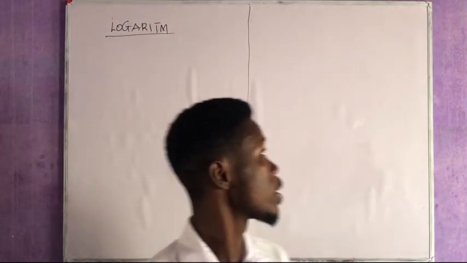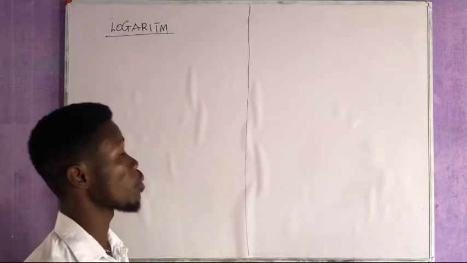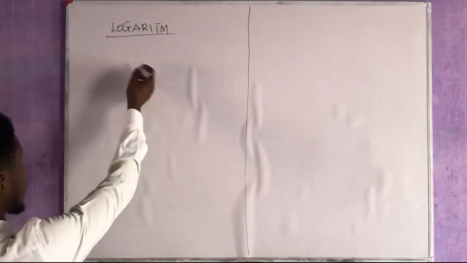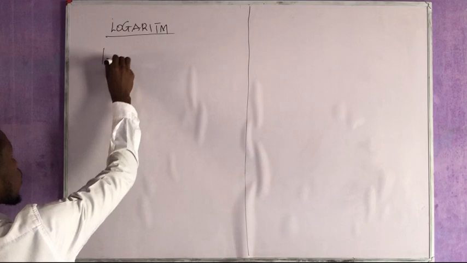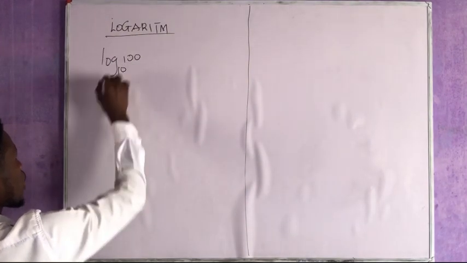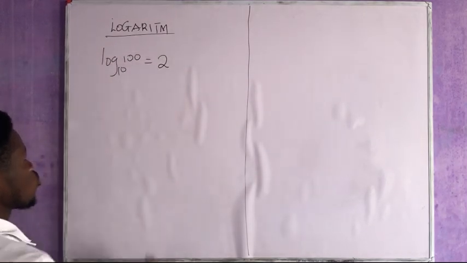Today we are going to look at logarithm, and let's first look at what a logarithm is. If you take your calculator and identify the log function, and you have log 100 to the base 10, you will see that you get your answer to be 2.